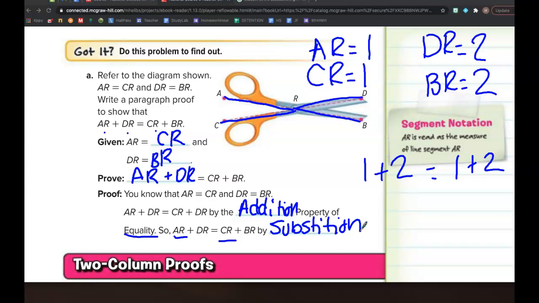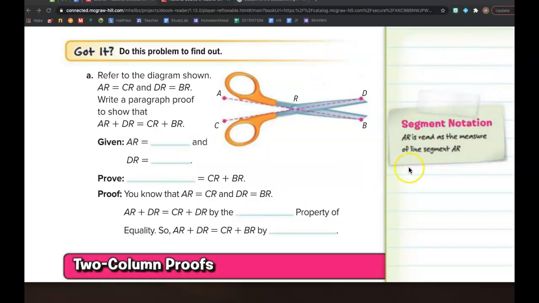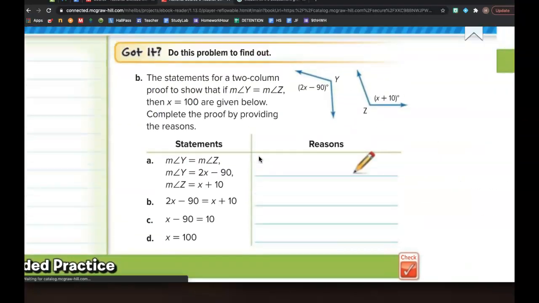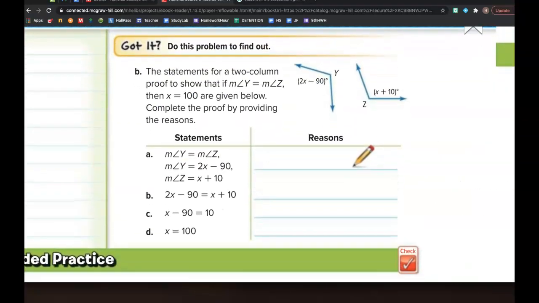Questions on this so far? So this was kind of logic. Well, if these are the same, then that means if I add this one and this one, it's going to be the same thing as adding this one and this one. Substitution is the final answer. Substitution. Okay, go to the next page. Like I said, these ones will make a little more sense.